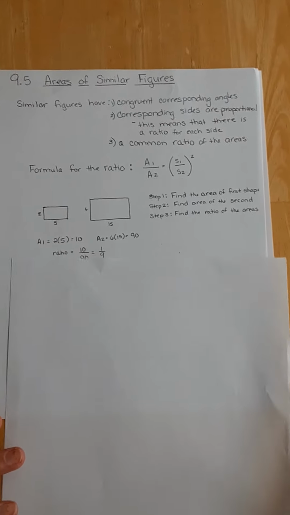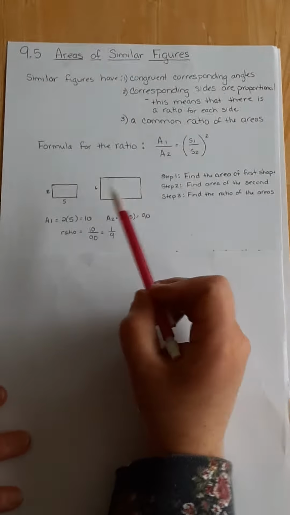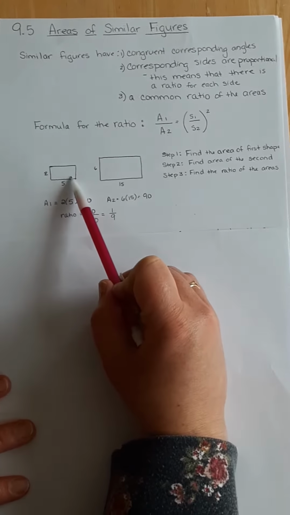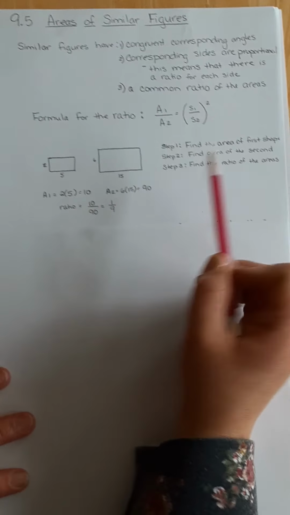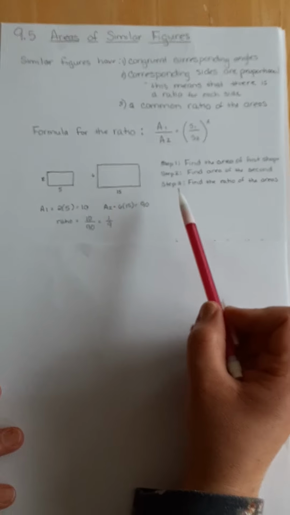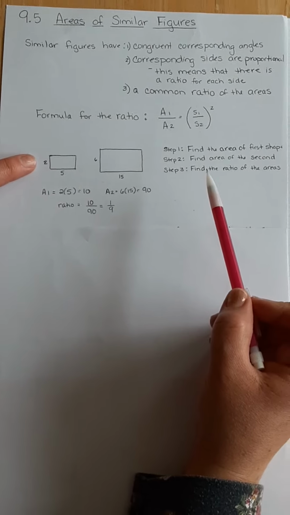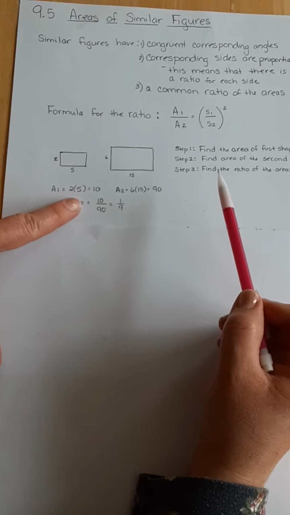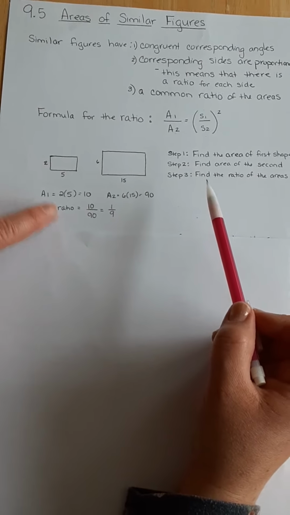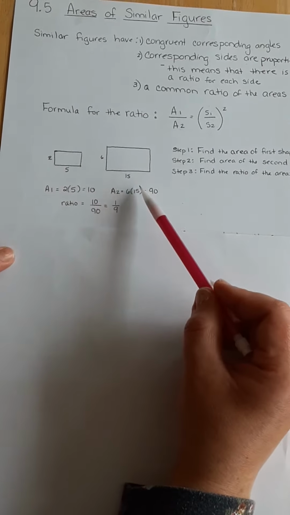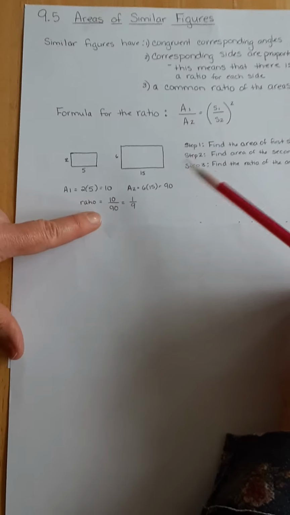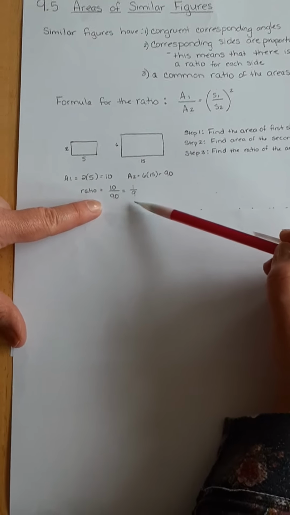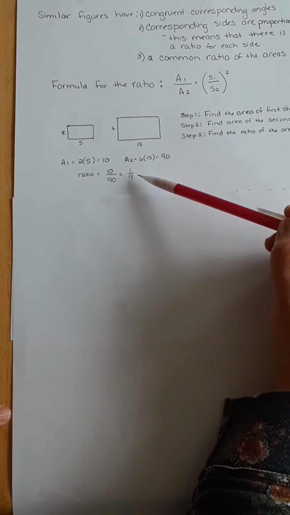So here's the proof. We've got a figure here. We've got similar rectangles, okay? Now we're going to go ahead and find the area first of the first one. So 2 times 5 is 10, and the area of the second one is 6 times 15, which is 90. Now we're going to go ahead and take the ratio of them. We're going to put the area of the first one over the area of the second and then reduce the ratio, and you'll notice we have 1/9.